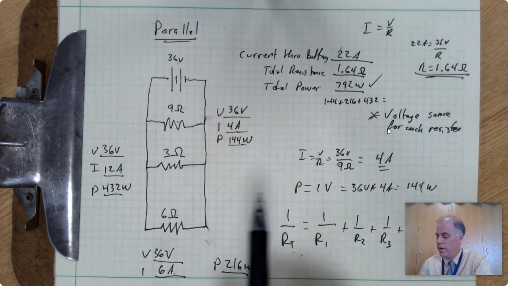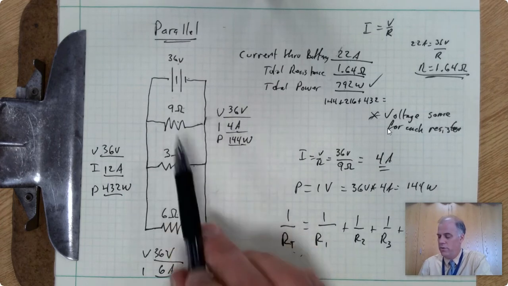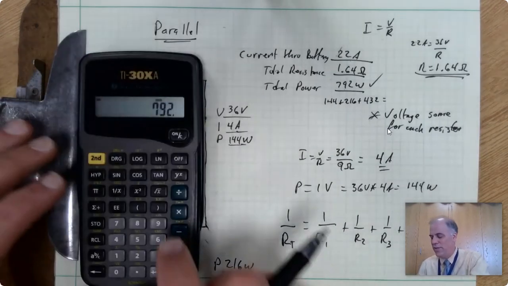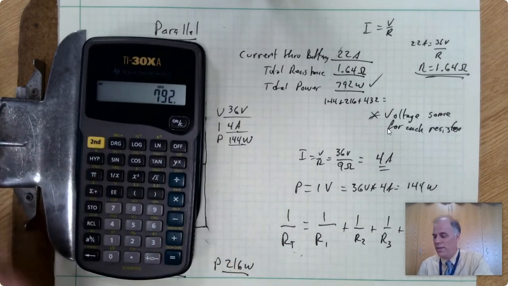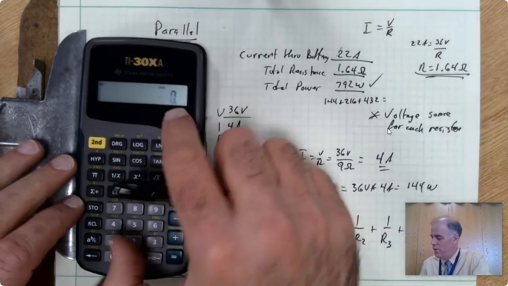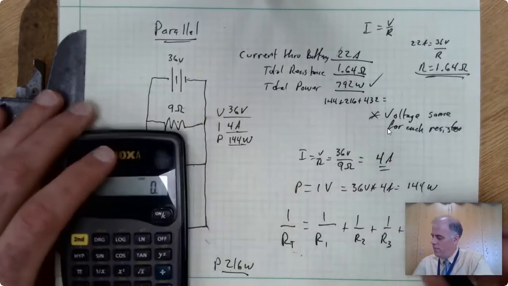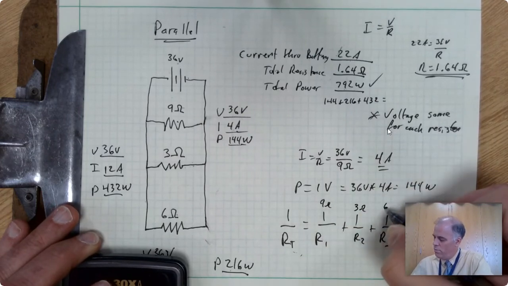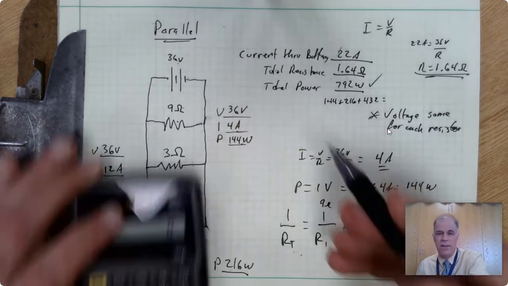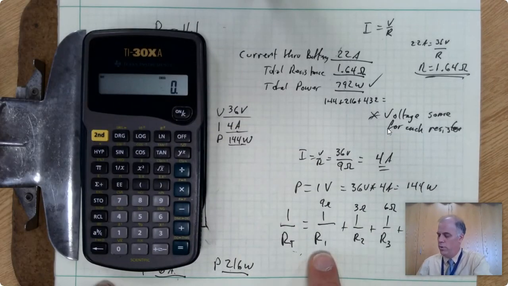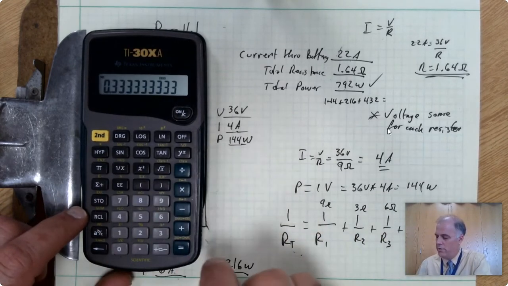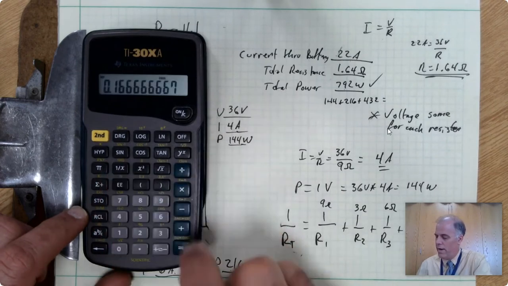To summarize, we are taking the inverse of each one of these and then adding them all together. And when we add them all up, we get the inverse of the total resistance. So we're going to be using our inverse key, our 1 over x key, or our x to the minus 1 key quite a bit here. Let's do this for 9 ohms, 3 ohms, and 6 ohms. I'm writing them here because I'm going to be covering this up with the calculator so there's not too much glare. So we'll do 9, 1 over x, plus 3, 1 over x, plus 6, 1 over x, equals.